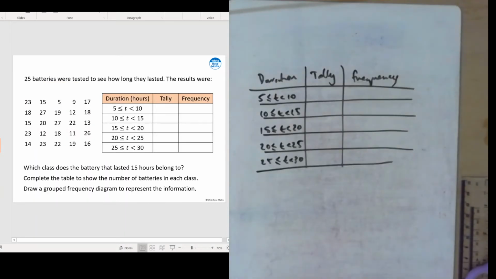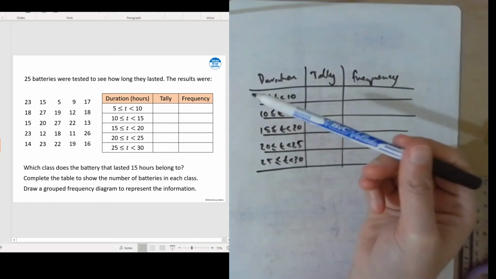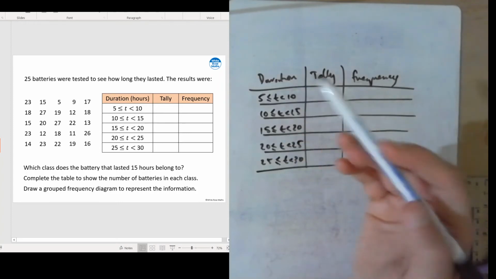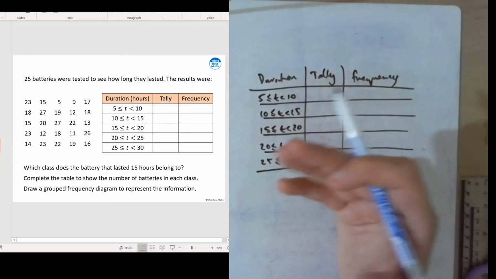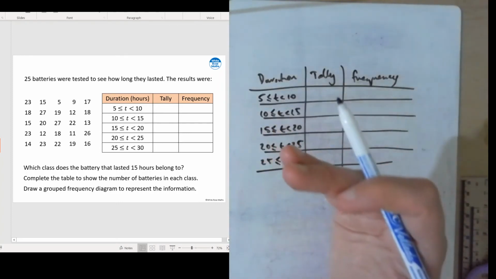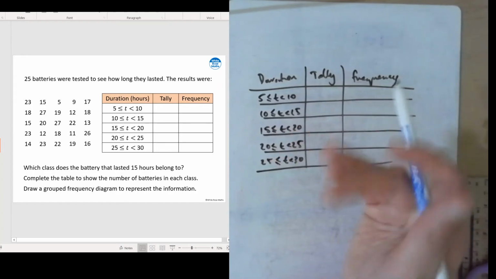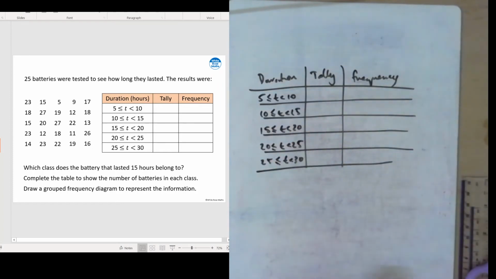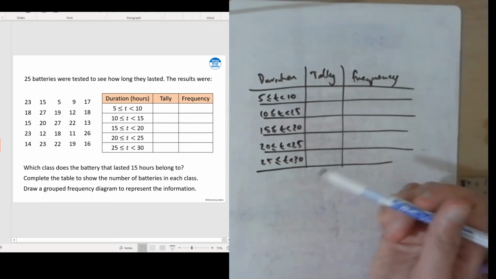Okay, so for the next one, it says 25 batteries were tested to see how long they lasted. The results were... Okay, so if I was to do a simplistic frequency table with this one, there are a lot of numbers in there. So would I have an individual row for 5, for 6, for 7, for 8, for 9, for 10? No, that would kind of be nonsensical.